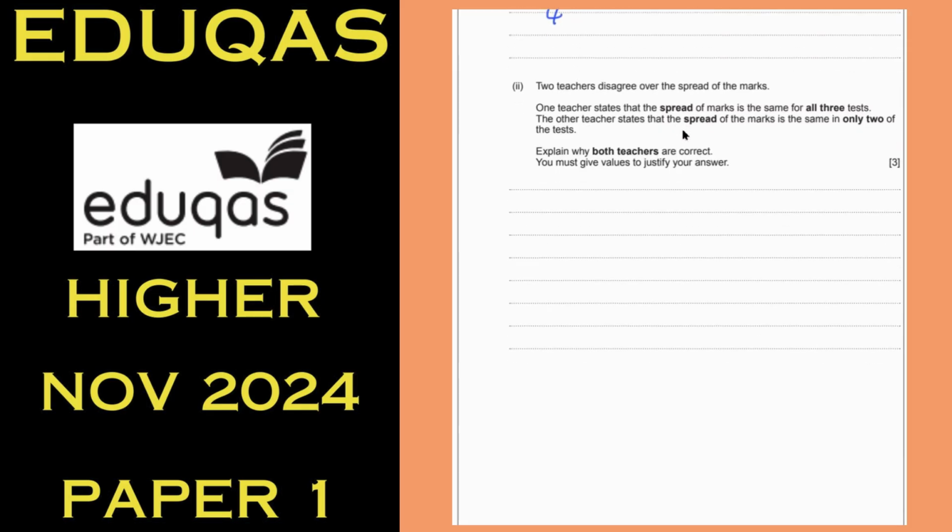2 teachers disagree. One teacher talks about spread, the other teacher says the spread is only and so on. Best way to solve this is with a little table. We've got biology, we've got chemistry and physics, we've got the range. In some cases we were told these. If you go back to your box and whiskers, biggest take away smallest is actually 28 for all 3. Whereas for the interquartile range, it was 13, 13 and 20.